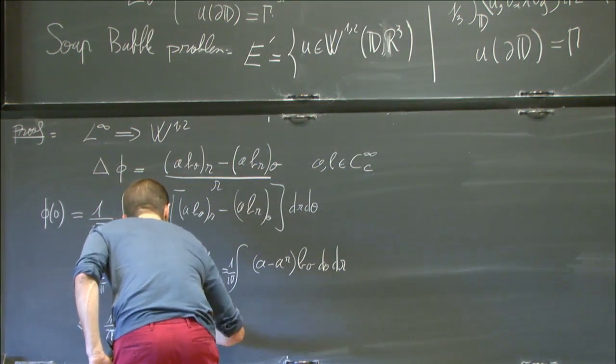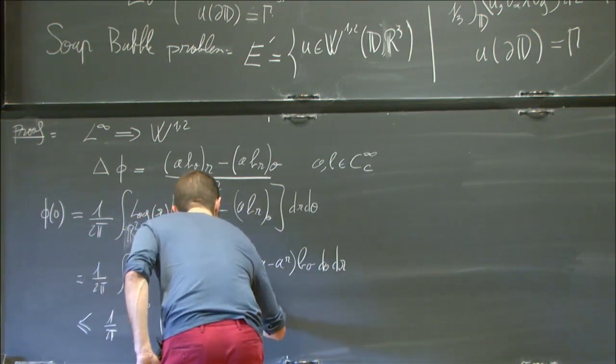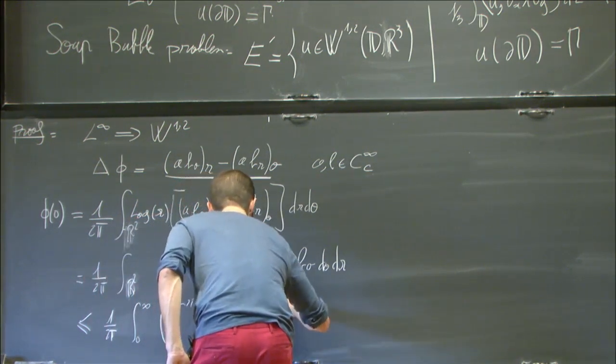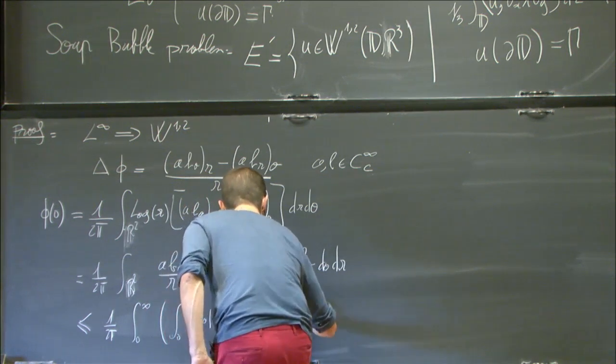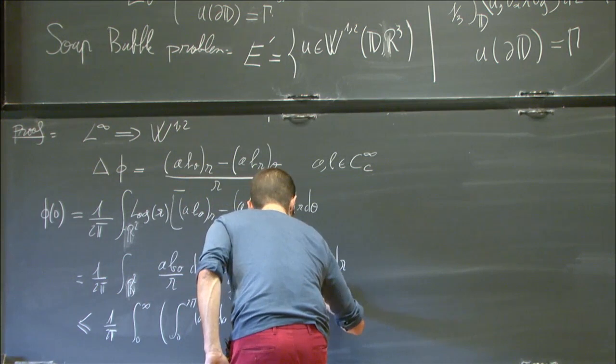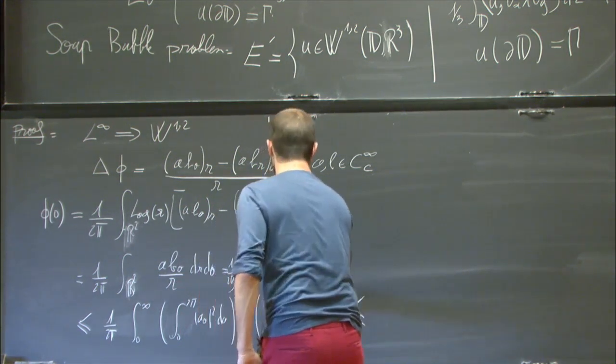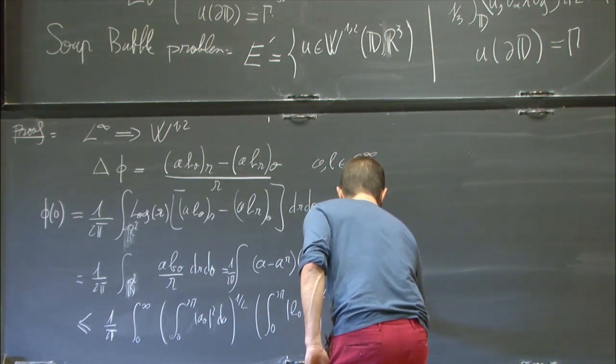The integral from 0 to 2 pi of A theta B theta, and you have, of course, B. And after you apply once more Schwarz inequality and it's over.